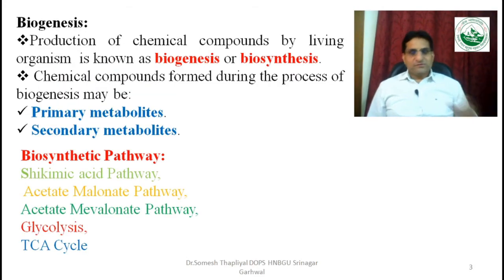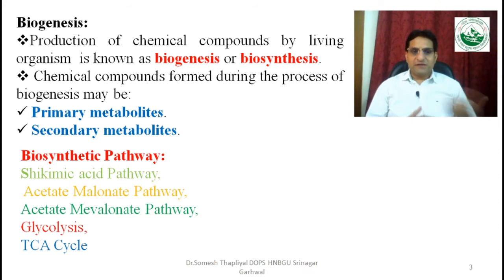So the first term used in this topic is biogenesis. Basically, biogenesis is the production of chemical compounds by living organisms. During the process of biogenesis we can obtain many compounds which may be classified as primary and secondary metabolites, and these can be obtained with the help of various biogenetic pathways. For example, shikimic acid pathway, acetate malonate pathway, acetate mevalonate pathway, glycolysis, and TCA cycle.